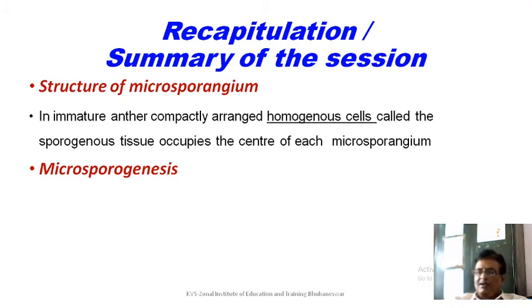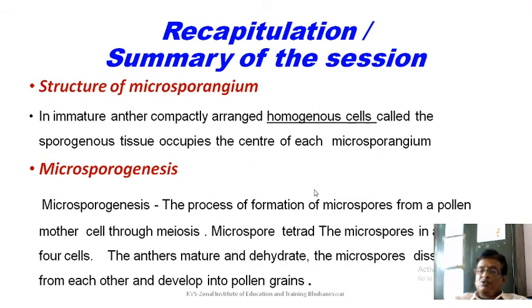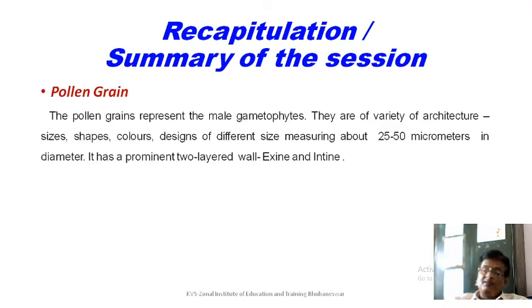What about the microsporangium? In the mature anther, they are compactly placed as homogeneous tissue. They are also called sporogenous tissue. And later on, by microsporogenesis, pollens are formed. The process of formation of microspores from a pollen mother cell by meiosis is called microsporogenesis. They are in sets of four initially, and that's how we got the term microspore tetrad.